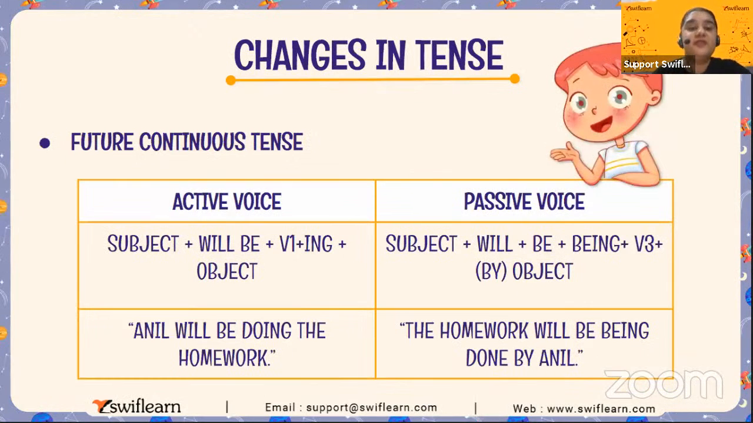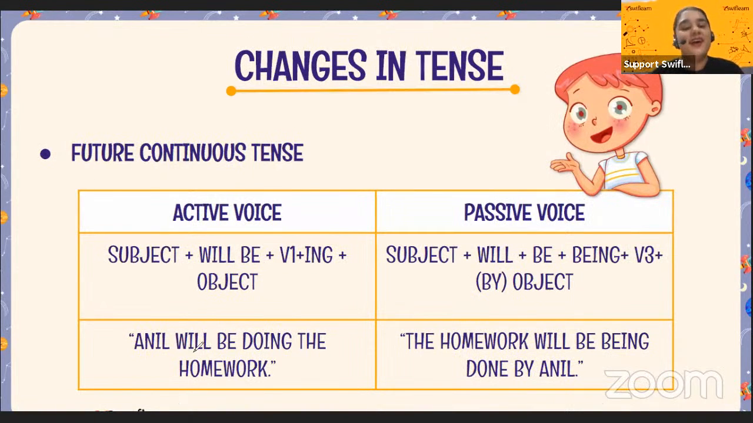So here we are having future continuous tense. So in future continuous tense, we have the rule subject plus will be plus verb first form plus ing and object. Okay. Anil will be doing the homework. So here Anil is your subject, will be doing the homework. Clear? So how will you change it into passive voice? The homework will be being done by Anil. Clear? Will be being done by Anil. Clear? Yes?